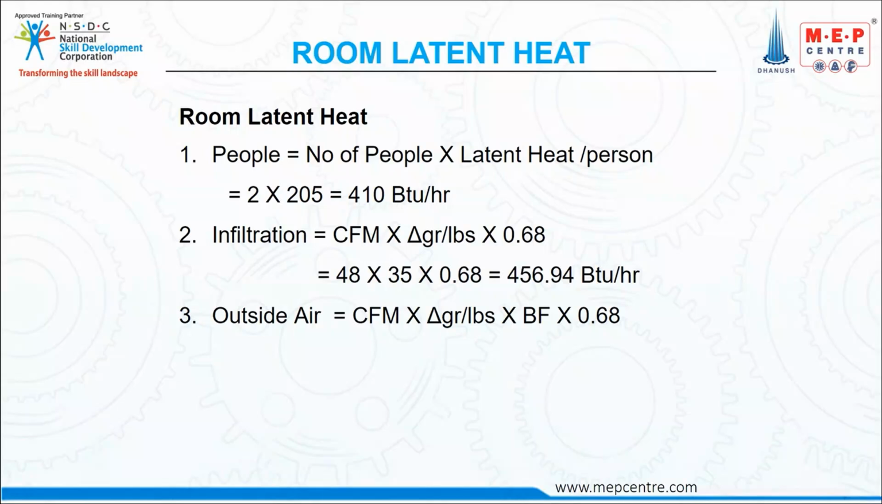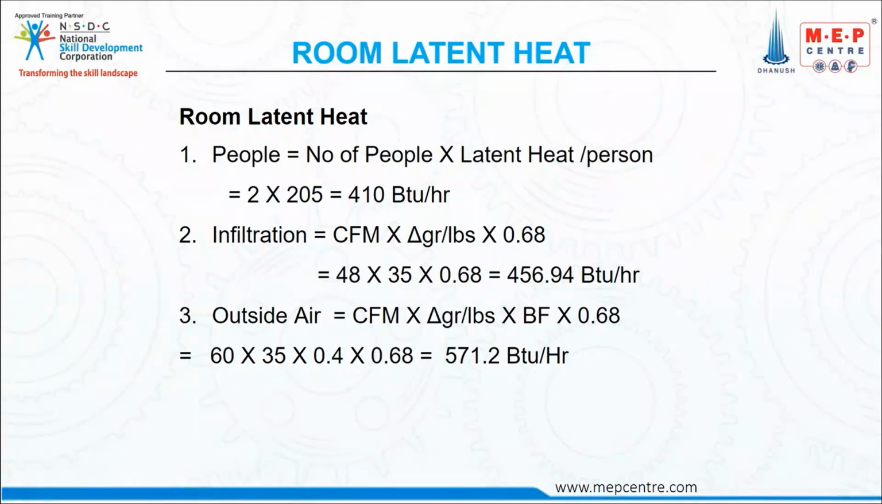Next, outside air. Outside air equals CFM into delta grains per pound into bypass factor into 0.68. Yesterday we calculated the outside air CFM. If you remember, we calculated with respect to the people, with respect to the area, and with respect to the air changes. After calculating this, the maximum value is what we have taken as the outside air CFM. So yesterday we got 60. Delta grains per pound is 35. Yesterday we also calculated the bypass factor, that bypass factor is 0.4, and 0.68, which is 571.2 BTU per hour.